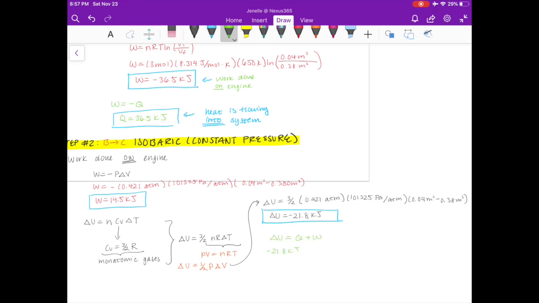Finally, let's solve for the heat flowing into or out of the system. Since delta U is equal to Q plus W, let's plug in our delta U and our work. And so Q equals negative 36.3 kilojoules. And since this is negative, heat is flowing out of the system. Okay, step 2 recap. The work being done on the system here is 14.5 kilojoules. The internal energy change is negative 21.8 kilojoules, and 36.3 kilojoules of heat is flowing out of the system.